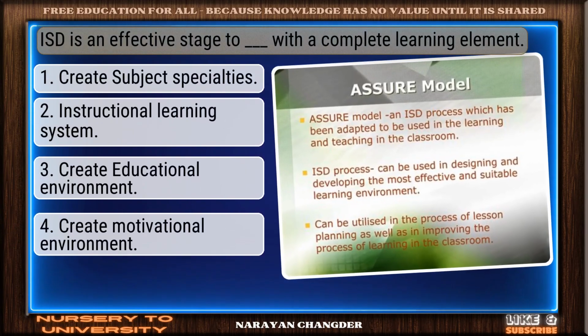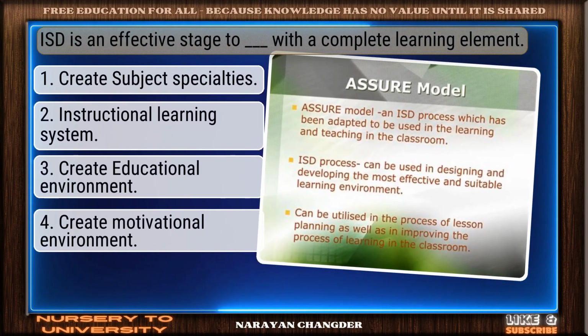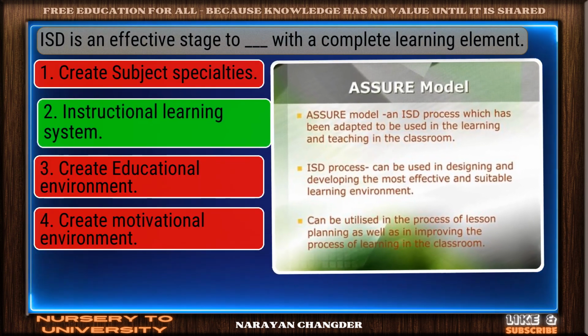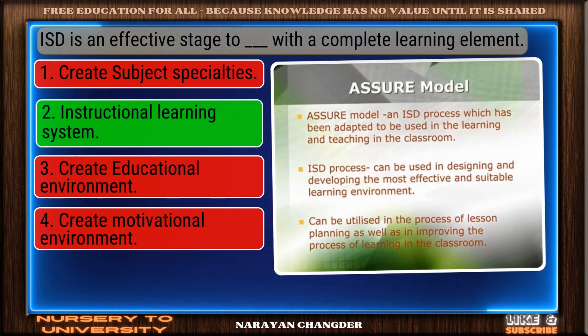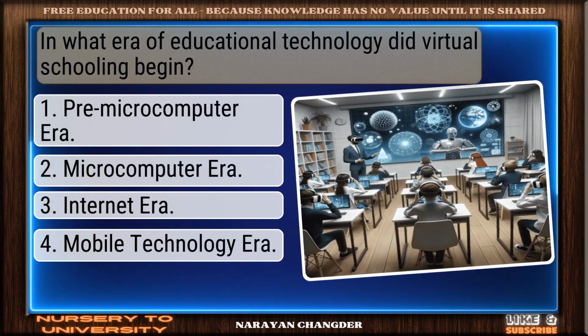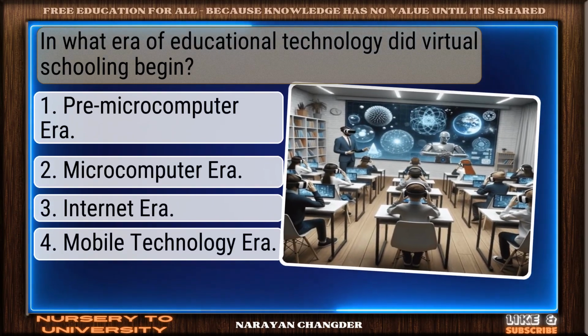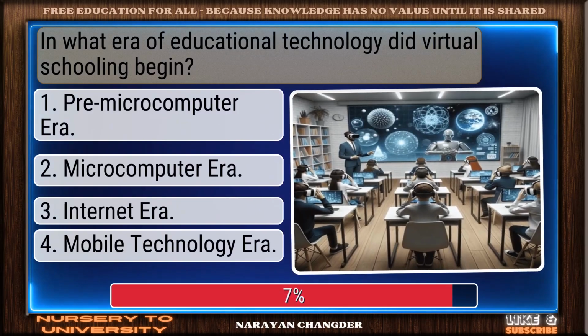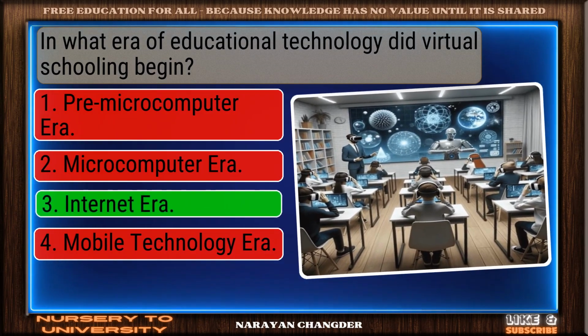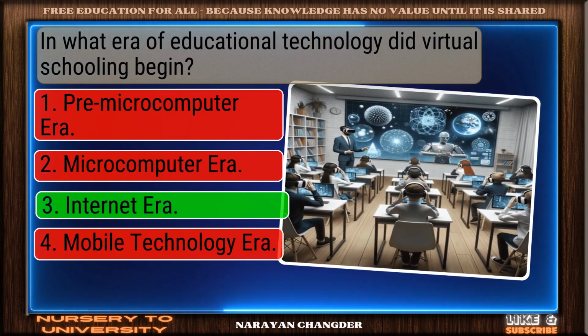IST is an effective stage to Dash with a complete learning element. Smart move. Instructional learning system is an accurate answer. In what era of educational technology did virtual schooling begin? Perfect. Internet era is the correct choice.